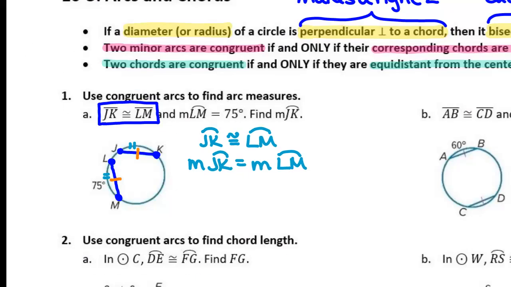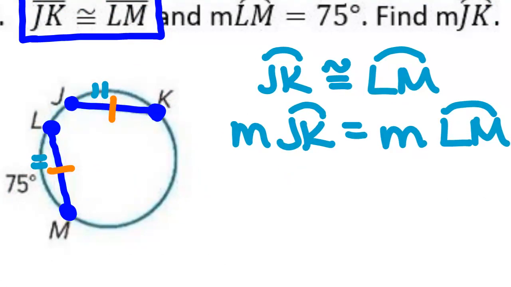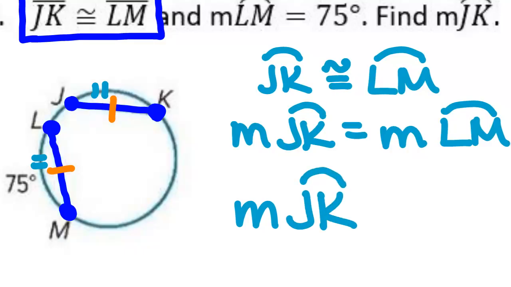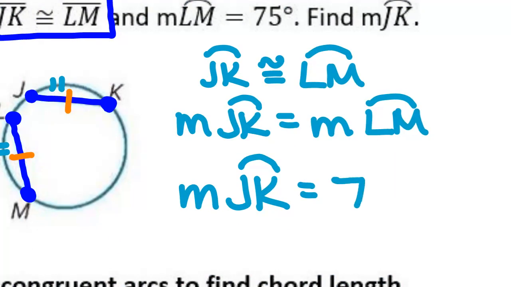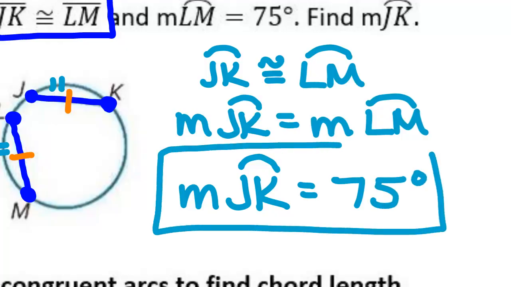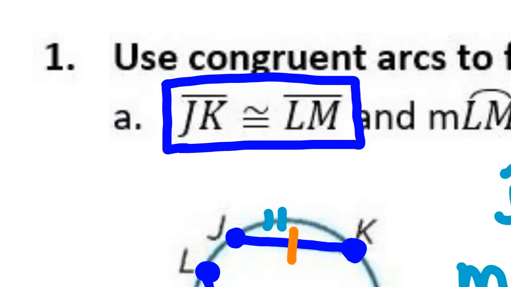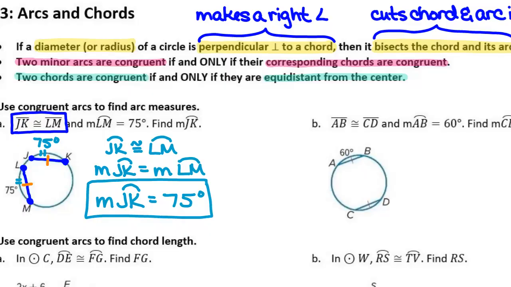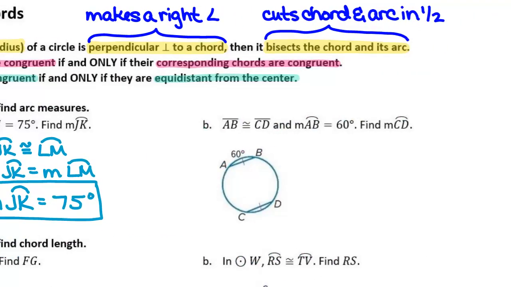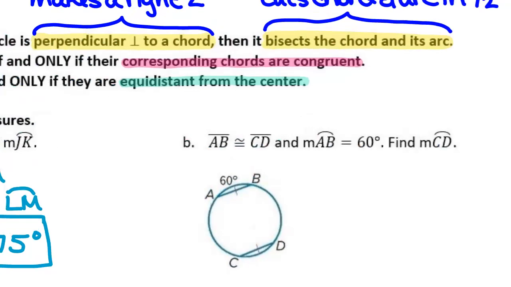How big is arc LM? 75 degrees. So how big is arc JK? 75 degrees. The measure of arc JK is exactly the same size as LM. So it would have to be 75 degrees. I'm going to add that on my picture right here. So far, so good? All right, let's go look at part B.